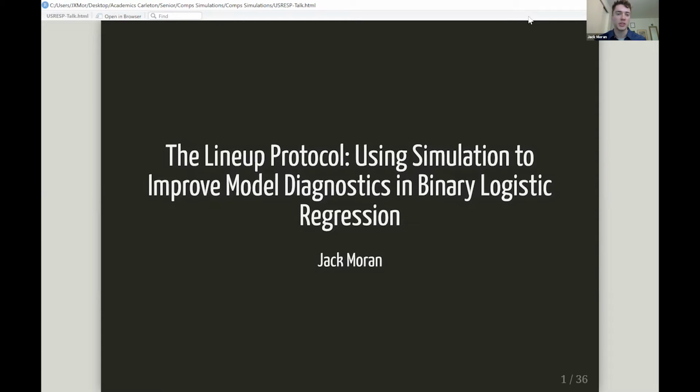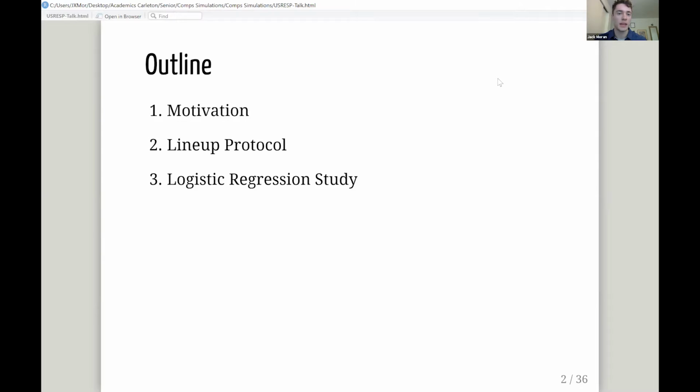Today I'm going to share the lineup protocol with you and how we can use simulation to improve model diagnostics in binary logistic regression. It sounds like a mouthful, but it's not so bad. We're briefly going to talk about motivation for why we might need simulation in statistics in the first place. Then I'm going to introduce the lineup protocol as a type of simulation. Then we'll talk about the study that I ran about logistic regression briefly at the end.